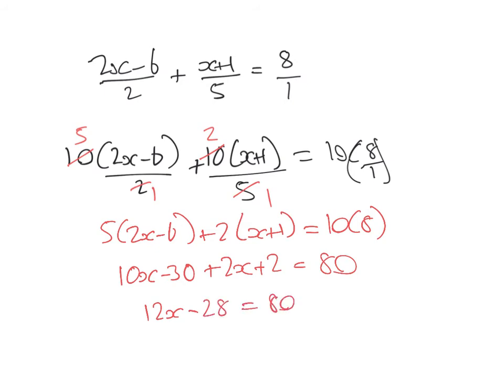We've only got one x term, so we'll move the number term across and change its sign. So 12x equals 108. So x equals, what does x equal? 9. Because 9 12s are 108. So this idea of multiplying through an equation by the lowest common denominator is very powerful. It gets rid of denominators and helps simplify the work you're trying to do.